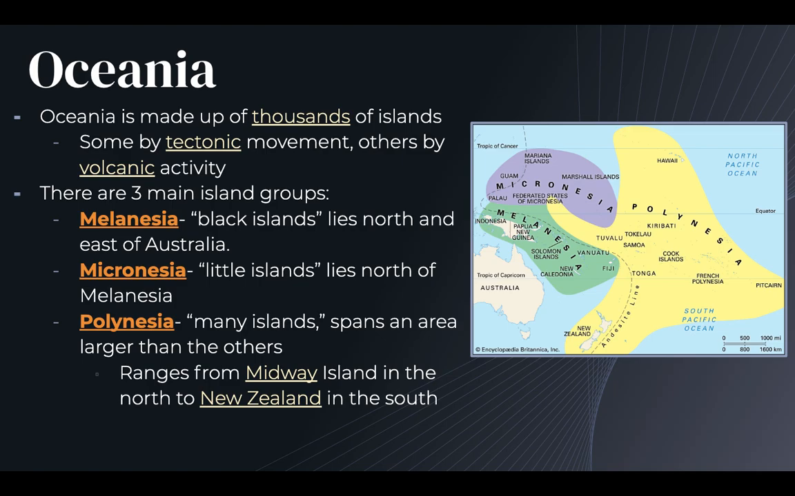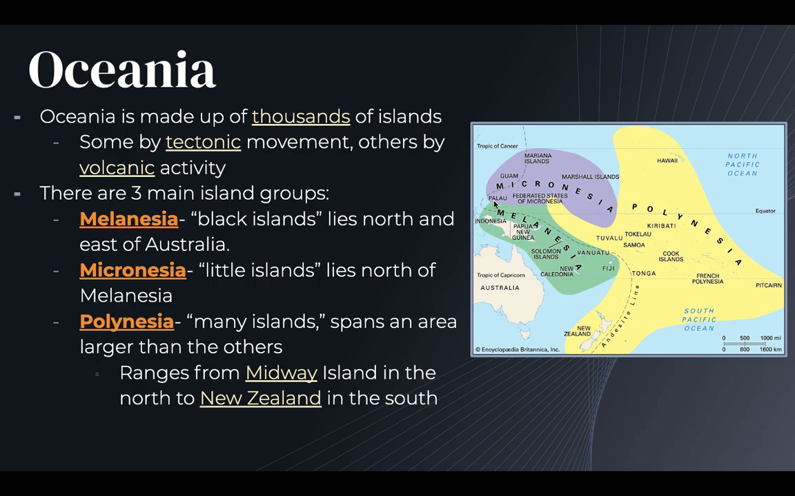So we'll talk about the 3 island groups first. You can see on this map here, these are the 3 different island groups: Micronesia, Melanesia, and Polynesia. Melanesia means black islands, and that lies to the north and east of Australia. So that's this here. Oh, I'm sorry, this here.